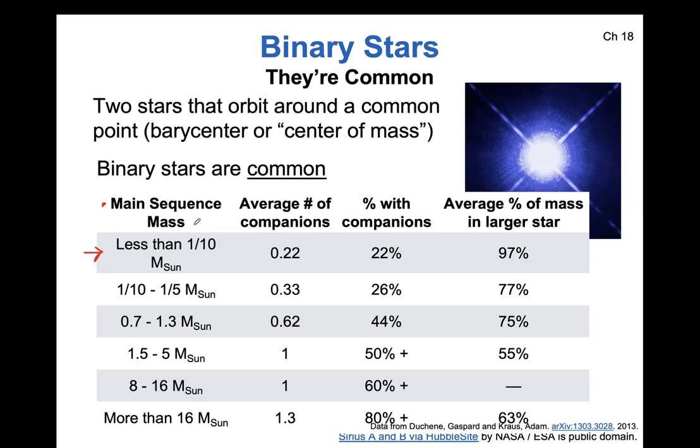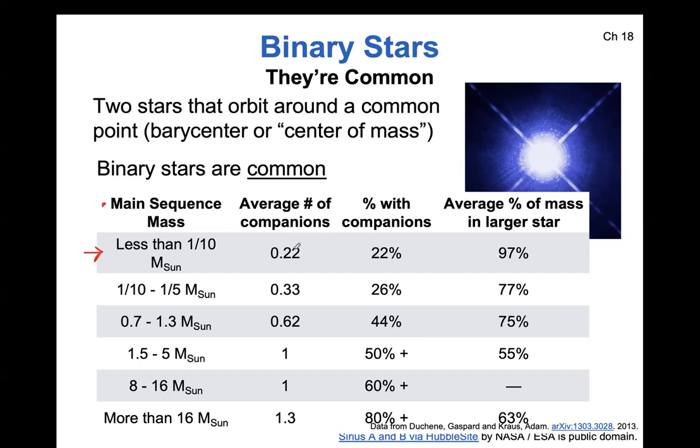Okay, so if you have a main sequence star that has a mass that's 1/10 or less the mass of the sun, then that's what this row is describing. So these are small stars. These are stars that are 10 times smaller than our sun, which is not quite the minimum, but towards the smallest end of stars that exist. Okay, these are small stars.